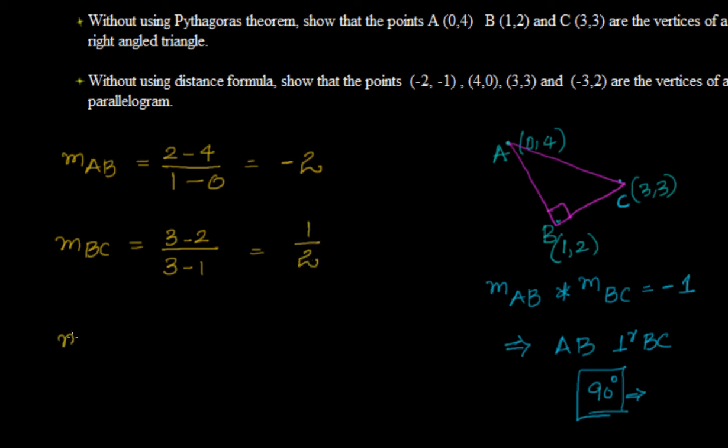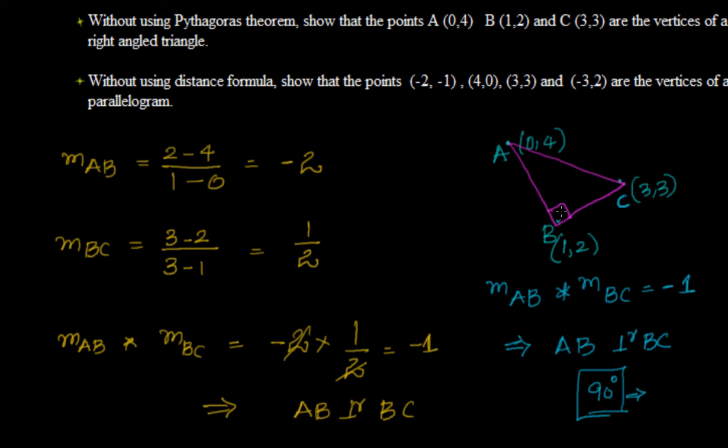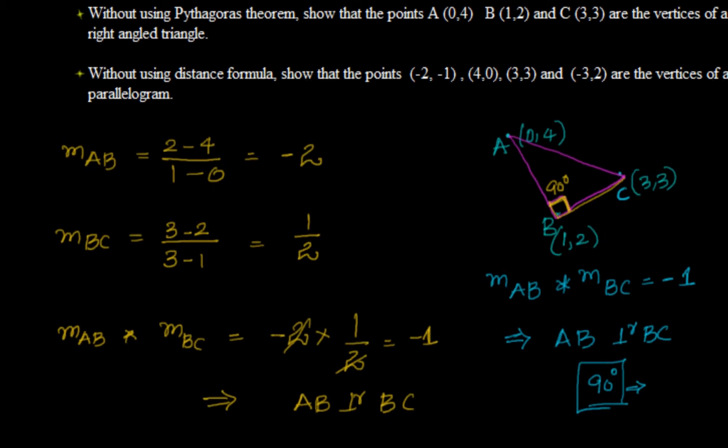Now if you multiply m of AB into m of BC, or the slope of AB into the slope of BC, it is equal to -2 into 1 by 2, that's equal to -1. 2 cancels out, you will have -1, which implies that AB is perpendicular to BC. If AB is perpendicular to BC, then one angle of the triangle is 90 degrees, which tells us that triangle ABC is a right angle triangle, right angled at vertex B. So that's how we can prove, without using Pythagoras, that 3 points are vertices of a right angle triangle.